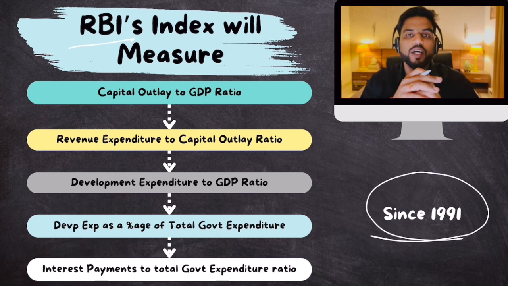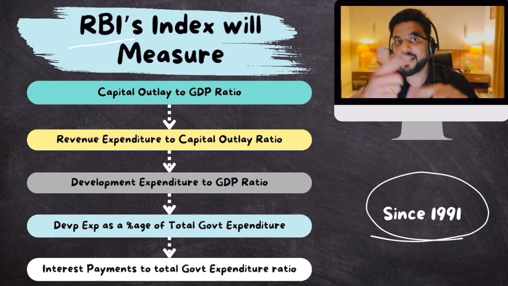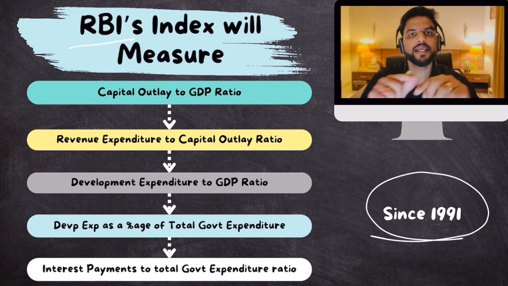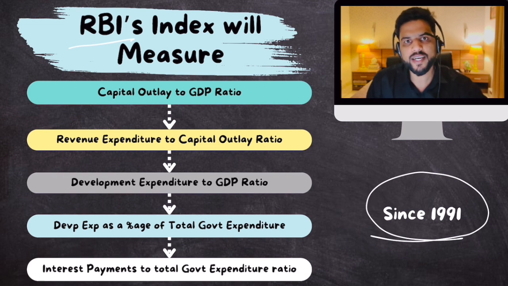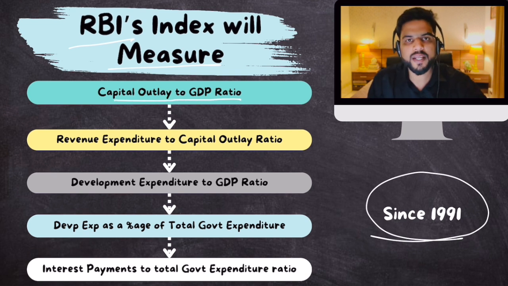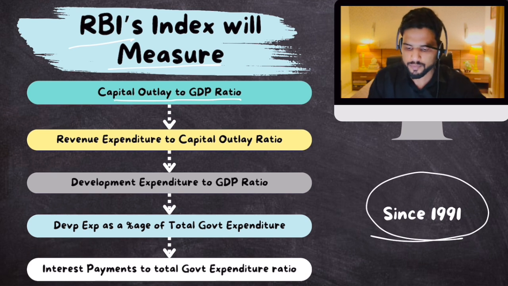Now, as I've mentioned before, your expenditure will be of high quality if it is more capital, development oriented, and not subsidies and salaries, right? So under the Quality of Government Expenditure Index, RBI measures 5 indicators. Capital expenditure to GDP ratio, that means expenditure on infrastructure. Revenue expenditure to capital expenditure ratio. So if this ratio is high, capital outlay to GDP ratio, then high quality.